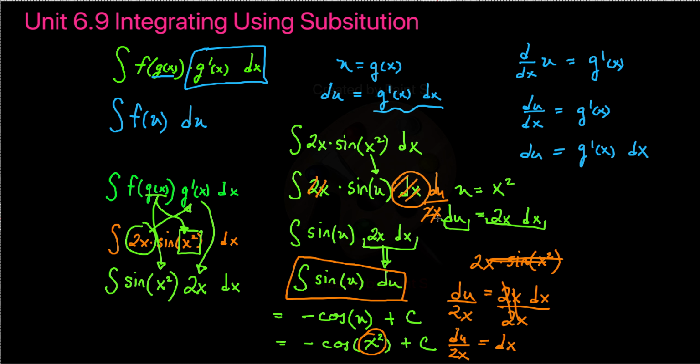Because again, the 2x's would cancel, and then I'd get this, and then I would find the antiderivative of sine u, which is negative cosine u plus c, and then I substitute back, I get this, and you should see using chain rule that the derivative of this is indeed the original one. Okay, and you can do this in a whole variety of ways. Let's go over another example.